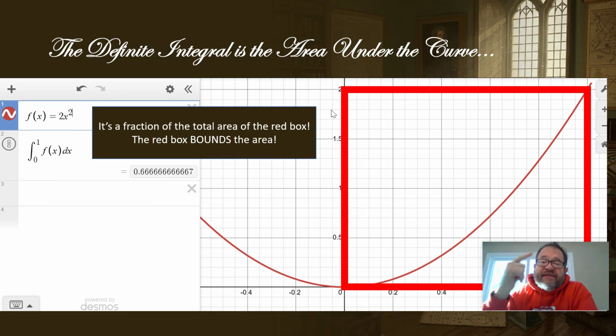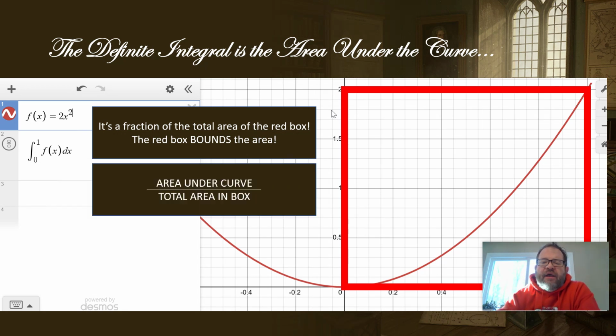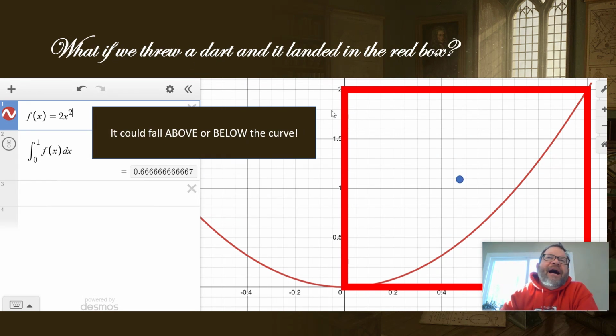Okay, so this is our little area that we're trying to integrate. And we're thinking of it as just a piece of a rectangle. The rectangle itself has an area of 2 in this case. Now, I'm going to picture we're trying to do this before computers could help us.